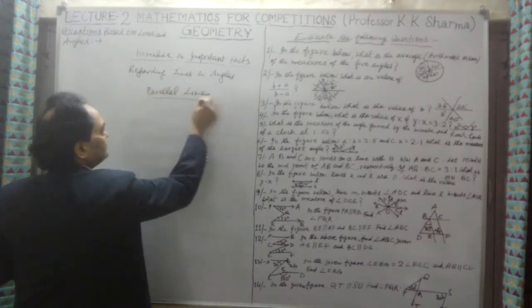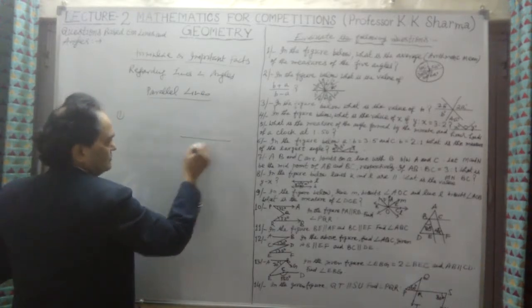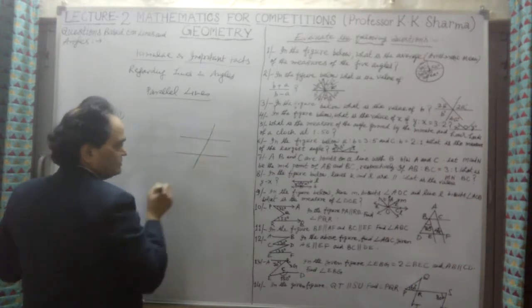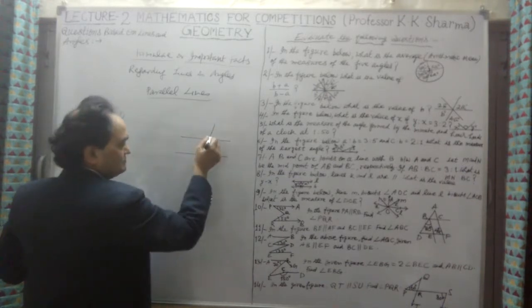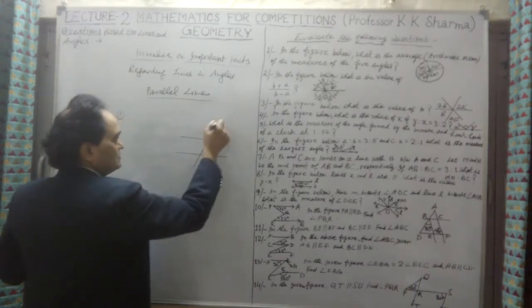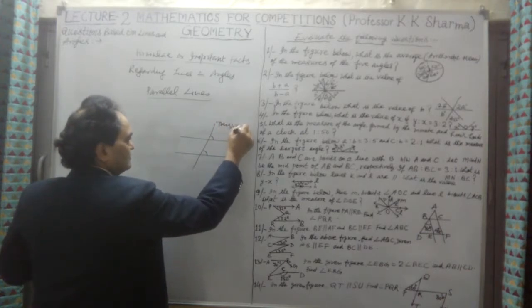Parallel lines here. What are parallel lines? First point, suppose there are 2 parallel lines here, and one line intersects them. Then the angles are made above. This is known as a transversal line. The intersecting line is the transversal line.